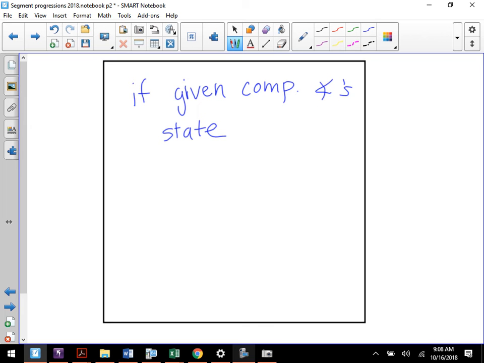Again, use the alphabet. Complementary comes before supplementary, C before S. 90 is smaller than 180. So if given complementary angles, then you can state that angle plus angle is equal to 90 degrees this time. So the problem would look like: angle C and angle D are complementary.